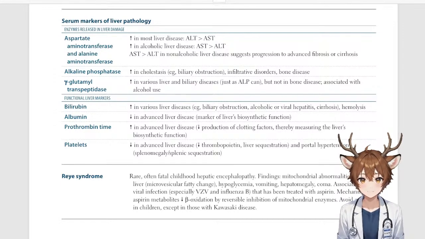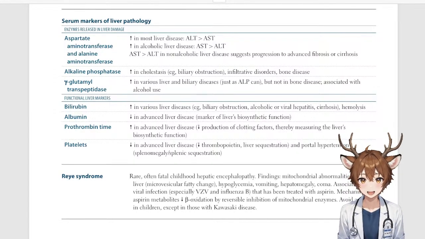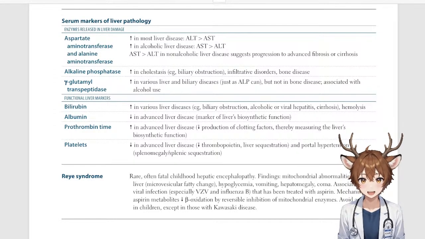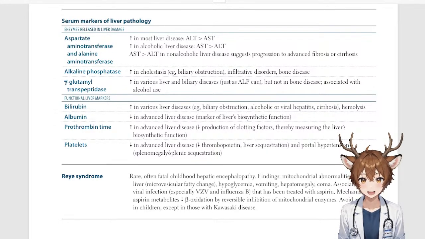What about albumin? Albumin is decreased in advanced liver disease because it's a marker of the liver's biosynthetic function, i.e., because albumin is made in the liver. If you don't have a lot of albumin, it might be because your liver doesn't function correctly. Now, it also could be because you're losing albumin in your urine because of some sort of nephron issue, but that's neither here nor there.